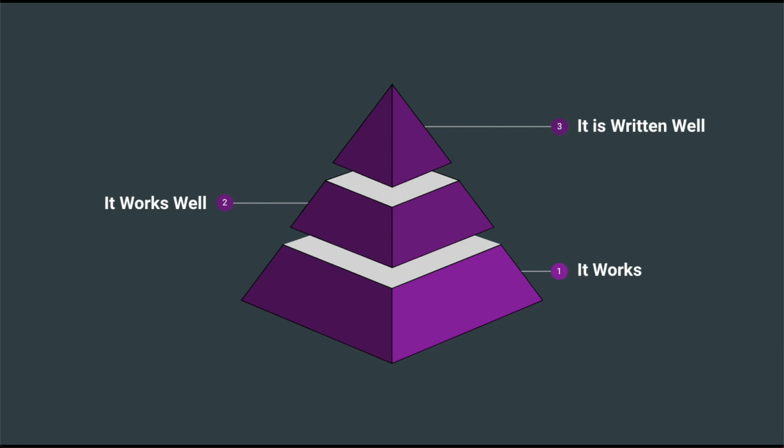Second, we make sure it works well. This is the key next step. Our stakeholders need to have a good experience with our product. Finally, we make sure it is written well. This is the cherry on top. Both our stakeholders and developers need to understand what our product does to keep it healthy long term.